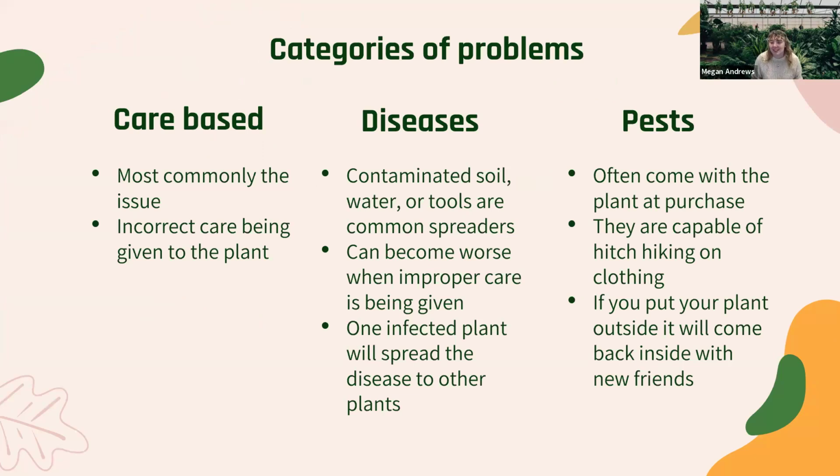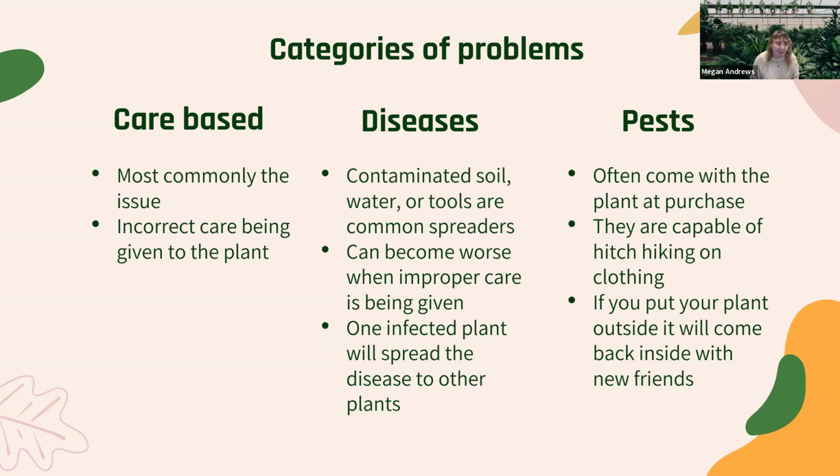The most common one is care-based issues. This is where you're looking at your plant and you're not giving it the stuff that it actually needs. We also have diseases. These are often from soil, water, or tools that are contaminated with disease from another plant and then they get spread. These can become worse when improper care is given, so that will make the problem even worse. One infected plant can spread disease to another plant, even if they're just side by side in different pots.